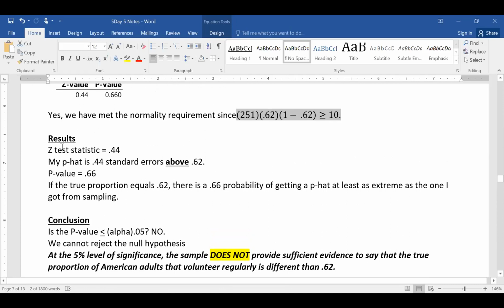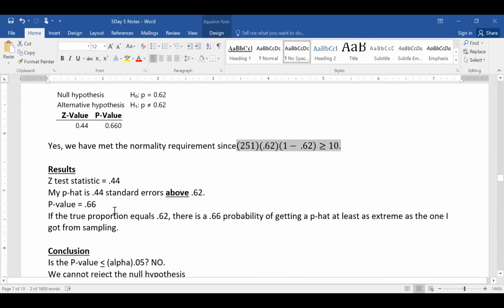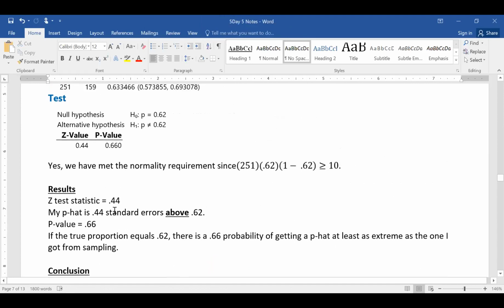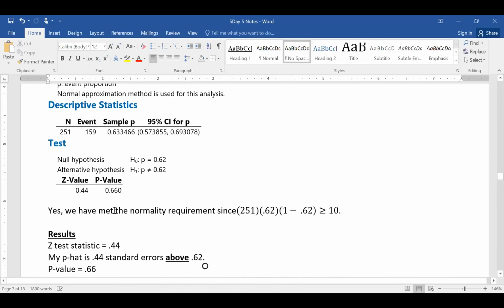So remember, the results step asks for the z-test statistic, for me to interpret it, my p-value, and then interpret that. So I want to take a look just above at the Minitab output. You don't have to keep pasting the Minitab output over and over again. Just paste it once in the sample step and then you refer back to it.